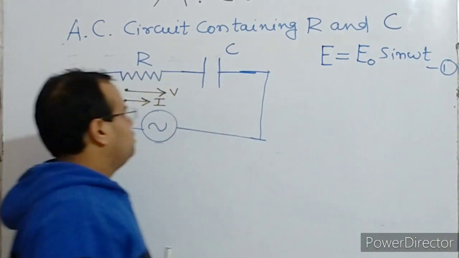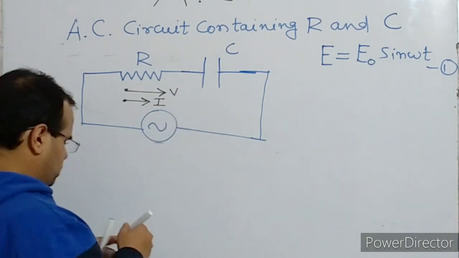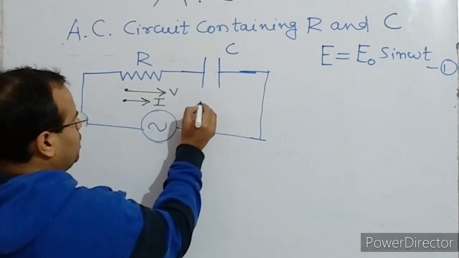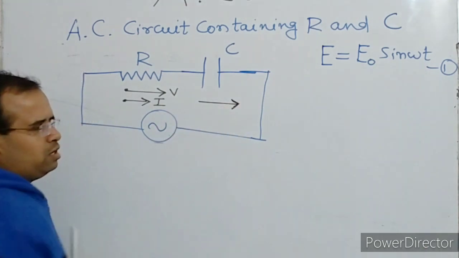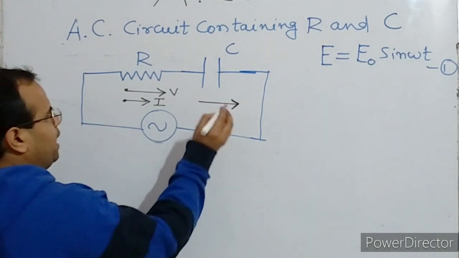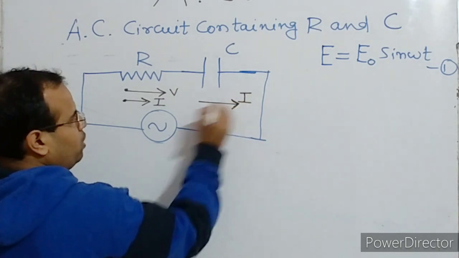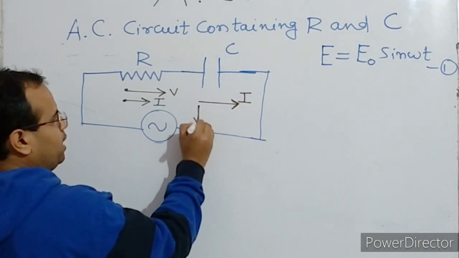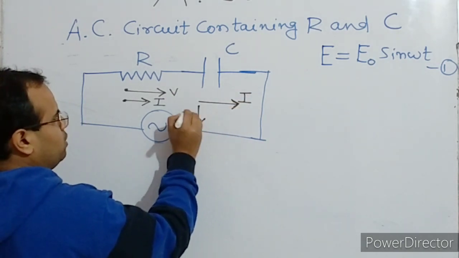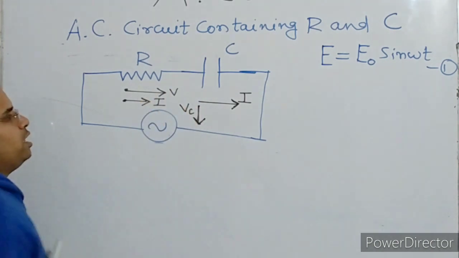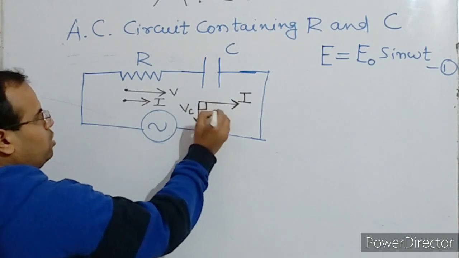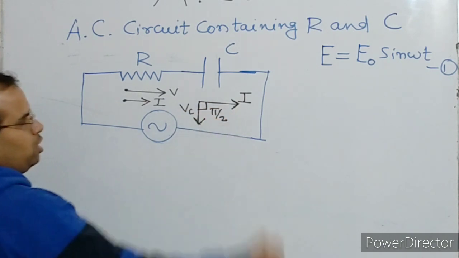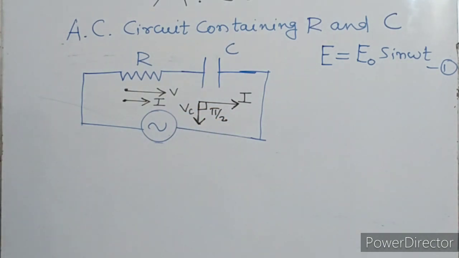And we know that in the case of a capacitor, the voltage is lagging behind the current. So here we have the current, and the voltage VC is lagging behind the current by pi by 2. So this is how the voltage and current vary in a capacitor.